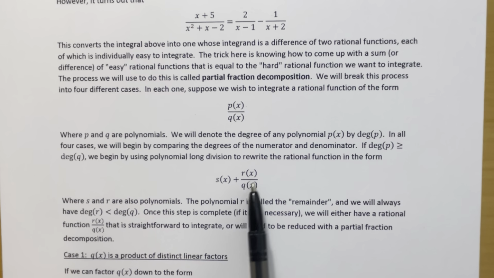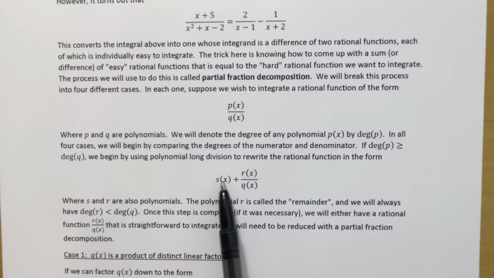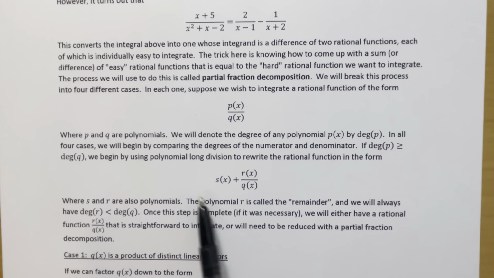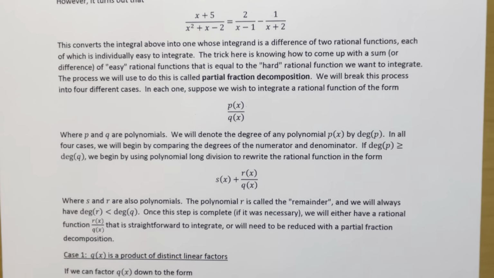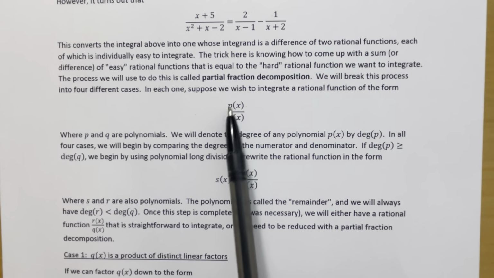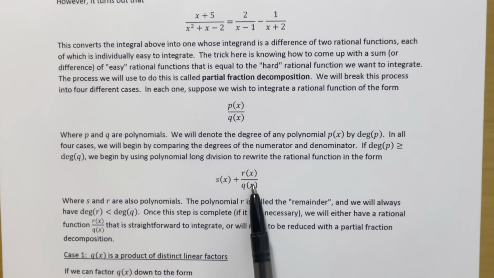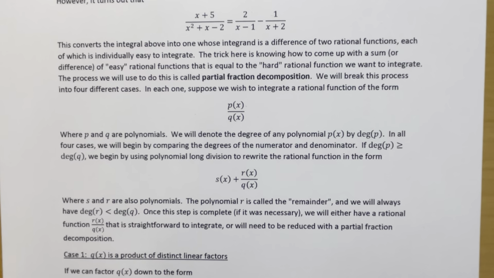s of x plus r of x over q of x, where all of these s, r and q are polynomials. This q is the same q that we have here. It would still be the same polynomial in the denominator. But doing that long division takes this quotient here and writes it as a polynomial plus another rational expression. But the rational expression that's left here is guaranteed to have a numerator whose degree is strictly less than the degree of your denominator. And that's really the place that we're trying to get this thing to.